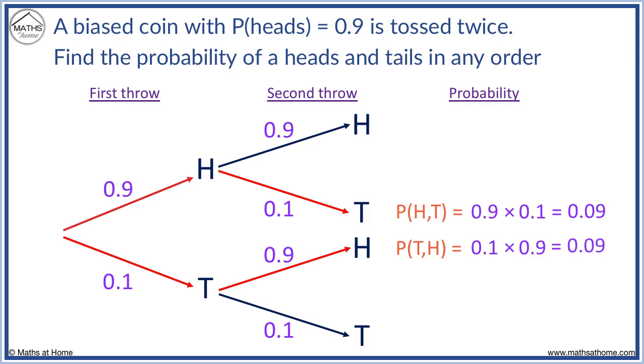Since there are two ways to get one of each, we will add the probabilities. 0.09 plus 0.09 equals 0.18. This is our answer. We multiply down the branches and add the probabilities at the end.